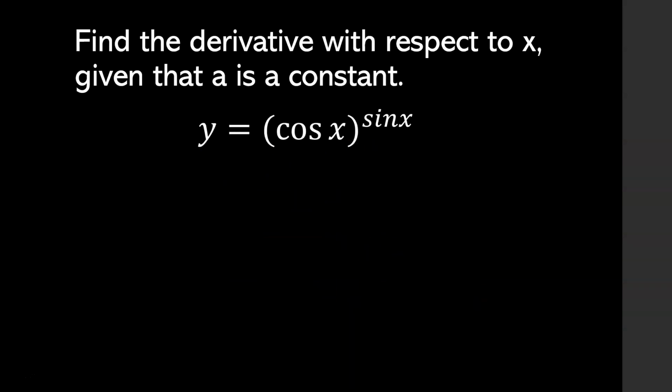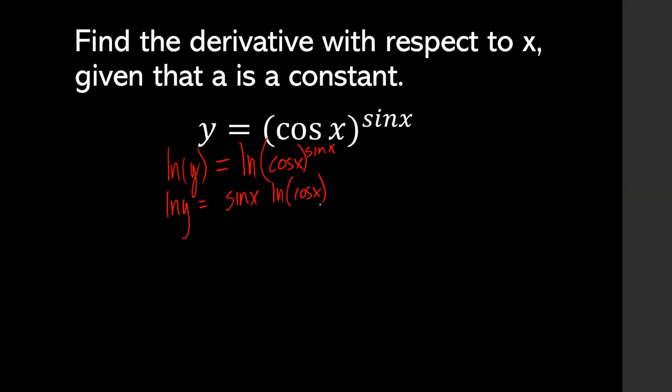All right, one last example. Since we have a base that's a function, cosine of x, and an exponent that's a function, sine of x, we're going to have to rearrange our equation so we no longer have that situation. Take natural log of both sides of our equation. And move that exponent sine of x. And then now it's time to differentiate.